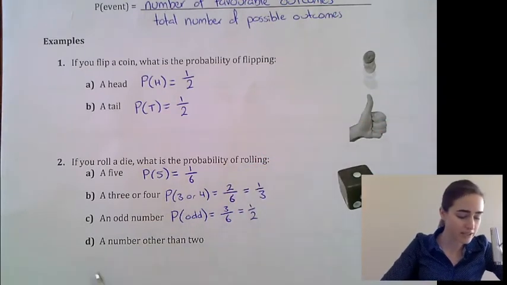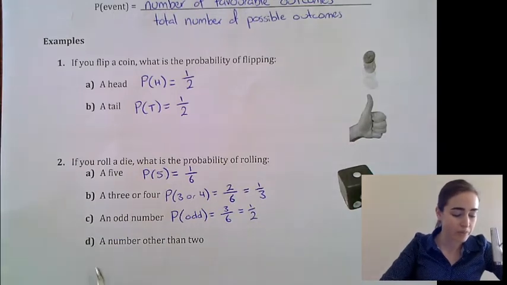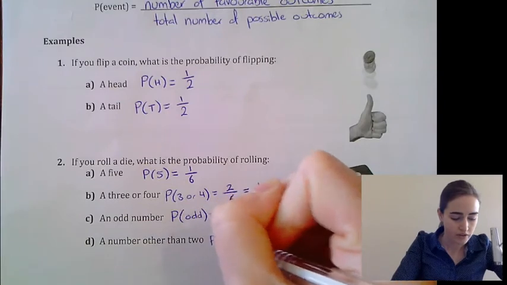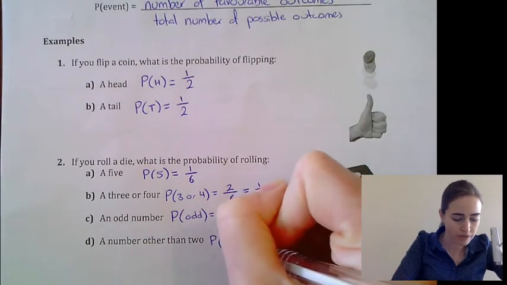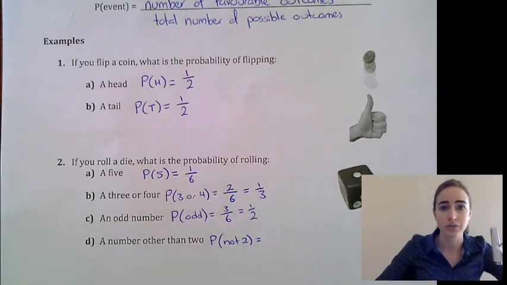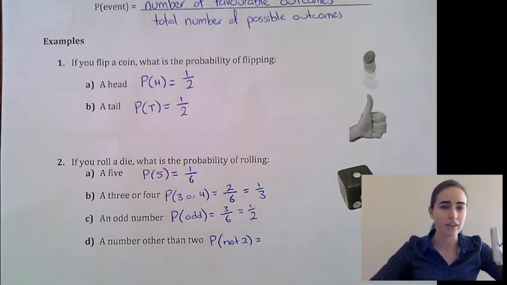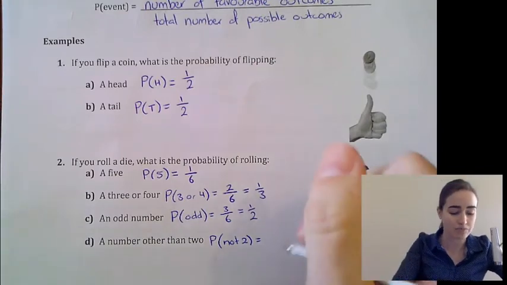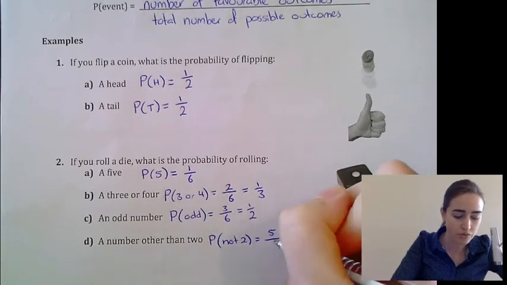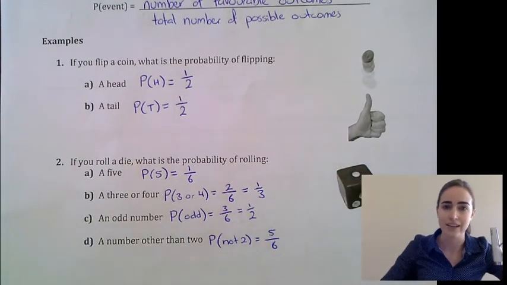And our last one with this is, if we roll a die, what's the probability of rolling a number other than 2? So the probability, and I'm going to write the probability of not 2. So we want anything other than a 2. The other numbers are 1, 3, 4, 5, and 6. So there's 5 outcomes that are not a 2. So the probability of rolling a number other than 2 would be 5 out of 6.